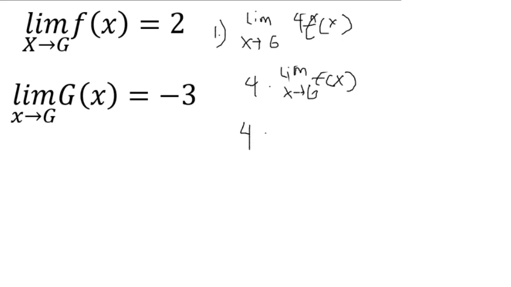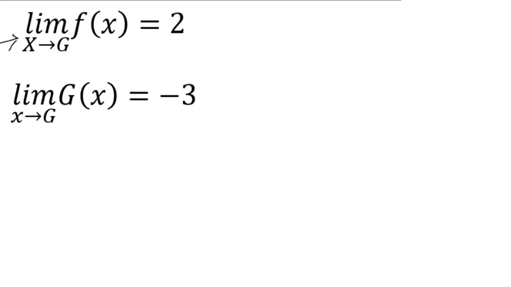As you can see, the given is the limit as x approaches g of f of x equals 2, so we just replace it. Therefore, that's the answer for this property. This is the first property of limits. Let's take another example regarding that one. This is like the constant multiple rule.